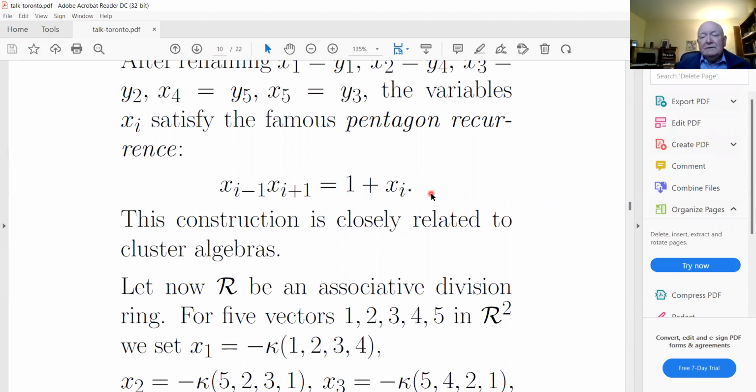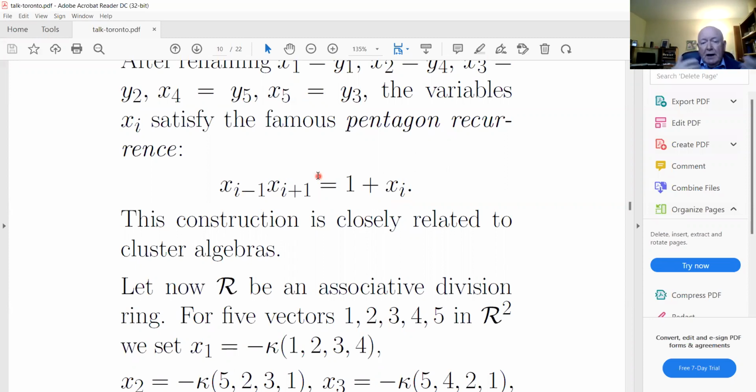And of course, this is one of the favorite examples in cluster algebras. And so x_i can be written as Laurent polynomials in x1 and x2. But basically what you have here is periodicity. For example, x6 will be equal to x1, x7 will be equal to x2, and so on.